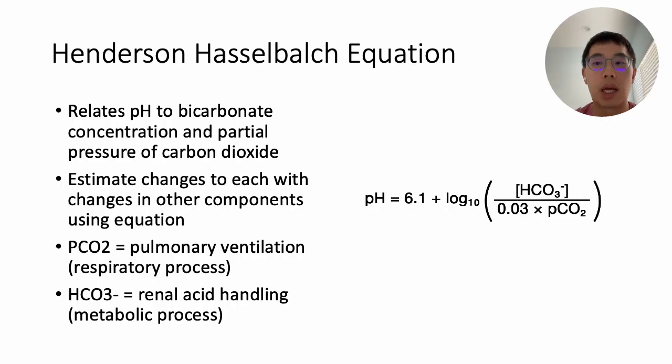There is one equation that helps us understand how pH, carbon dioxide, and bicarbonate levels interplay in our body, and this is the Henderson-Hasselbalch equation that you may have seen in your biochemistry courses in college. We can use this equation to estimate changes to each of the other components when we adjust some of the parameters. The PCO2, or partial pressure of carbon dioxide, is mainly a respiratory-driven number determined by ventilation.